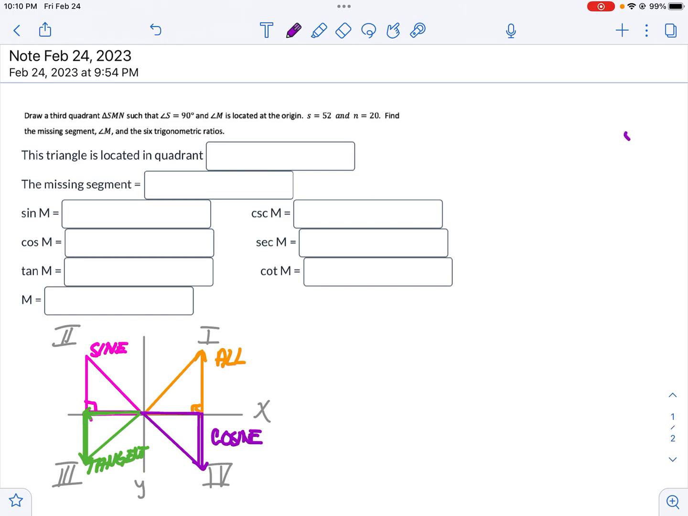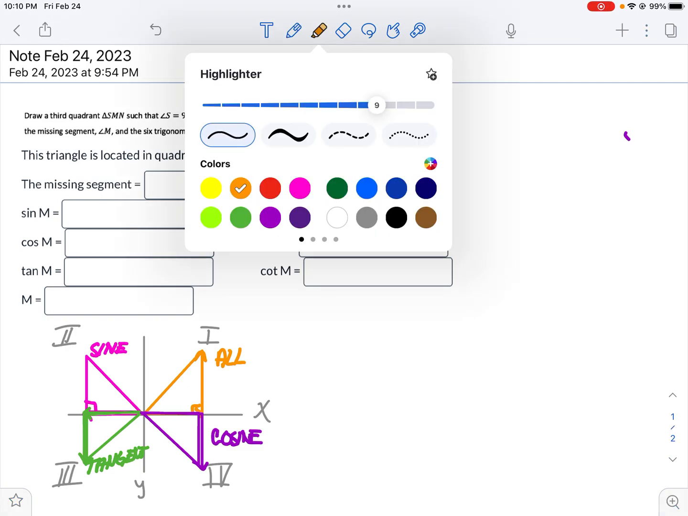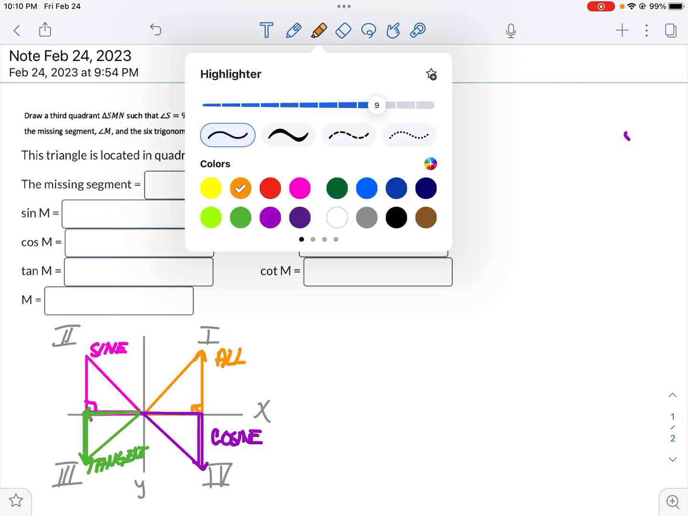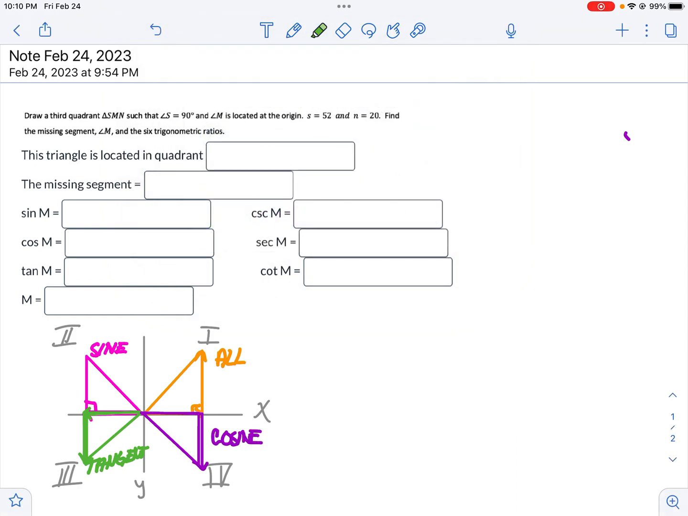So in our information tells us that we are going to draw a third quadrant triangle. So we are going to draw a third quadrant triangle, and we're going to name it SMN. So if we draw a third quadrant triangle and we name it SMN, this is a third quadrant triangle.